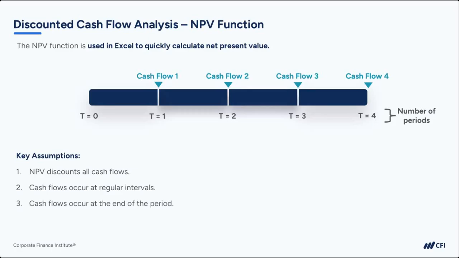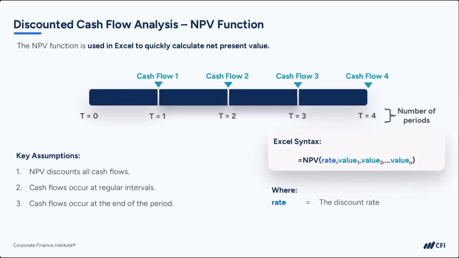The NPV function syntax has the following components. 1. The discount rate. 2. Cash flow values for a certain number of periods that are equally spaced and occur at the end of the period. And while the NPV function is a useful tool in calculating the present value of a stream of cash flows, it's not entirely accurate when dealing with cash flows that occur sporadically over a period.